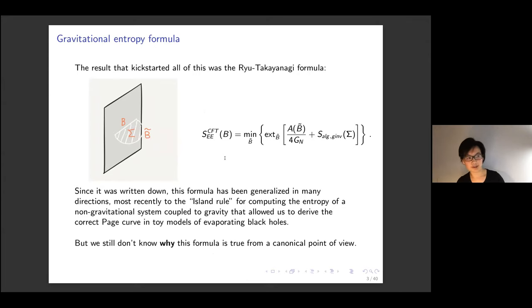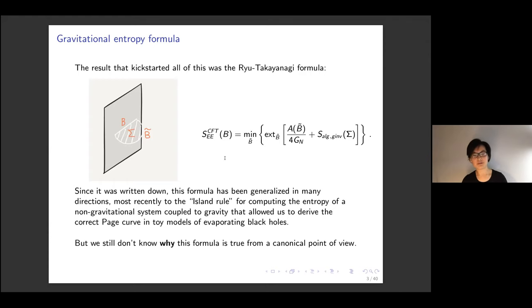And since it was written down, this formula has been generalized in many directions, most recently to this so-called island rule for computing the entropy of non-gravitational systems coupled to gravity that surprisingly allowed us to find the correct Page curve in some toy models of evaporating black holes.